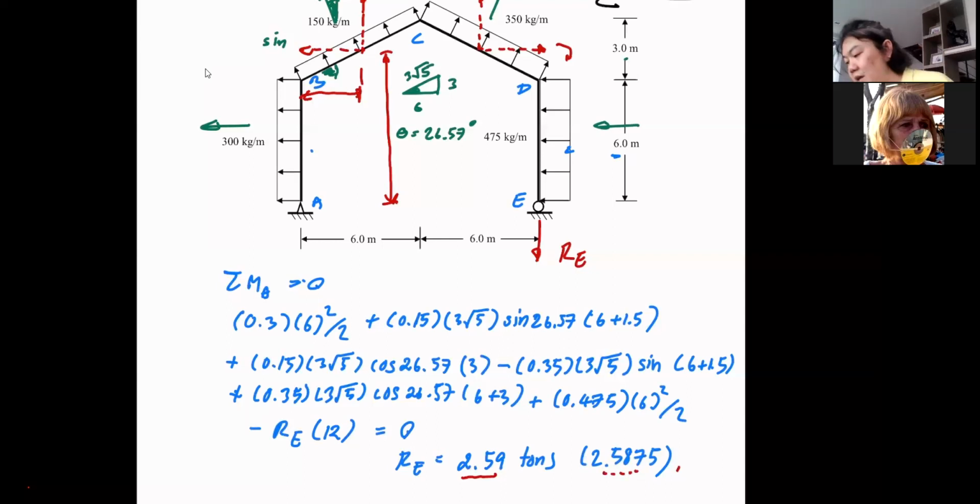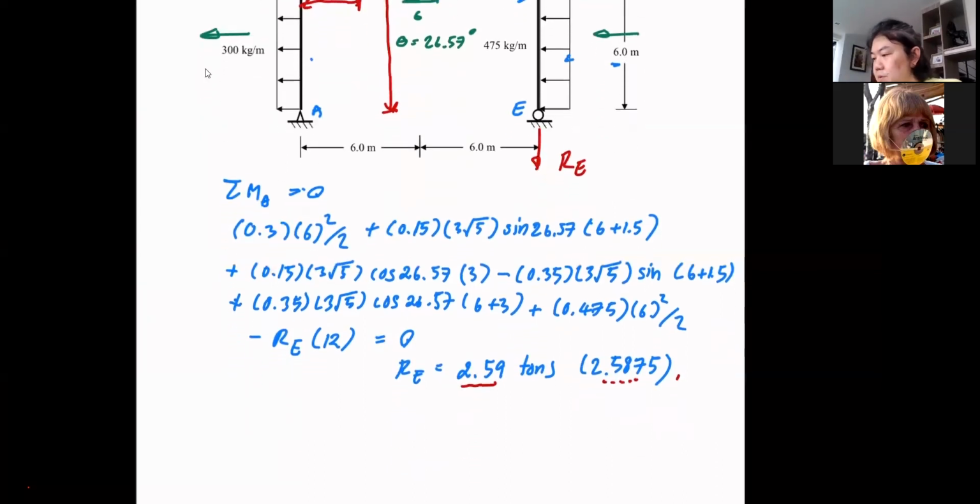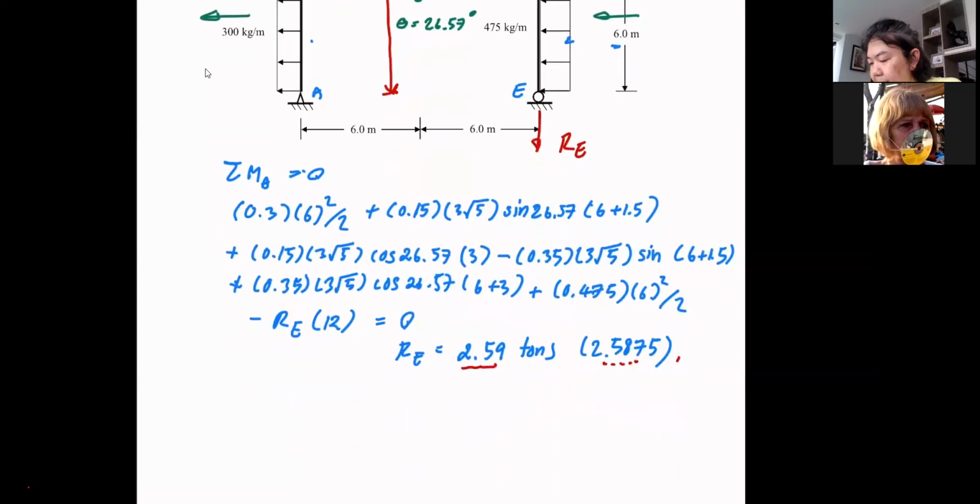And now we have RE. We can proceed to use sigma ME equal to 0. This is a better one to use to check yourself. Or sigma Fy equal to 0. Okay. Keep in mind that if your RE is wrong, and you use sigma Fy equal to 0, the rest is wrong and it becomes garbage. Okay. And therefore, whichever way you use, let me speed things up a little bit.